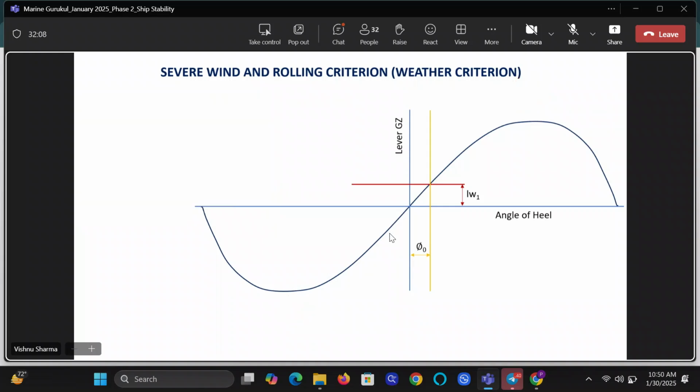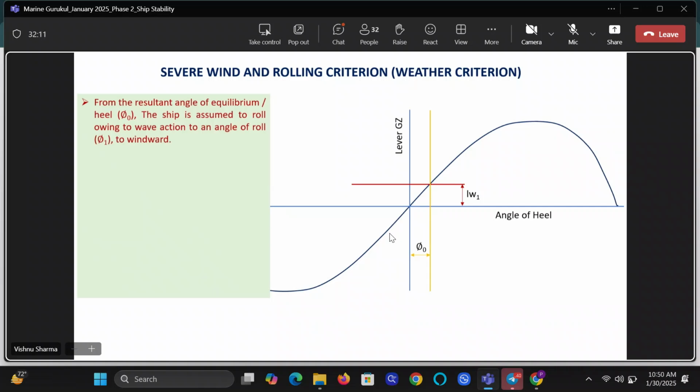So guys, from the resultant angle of equilibrium phi 0, the ship is assumed to roll owing to wave action to an angle phi 1 into the wind or to the windward. That means phi 1 will be measured from here like this. Suppose phi 1 is, let us say, 15 degrees. What does it mean? The ship has actually gone 10 degrees to port. Am I right, guys, in our example? Correct, class? Yes, sir. Okay. So this is phi 1.